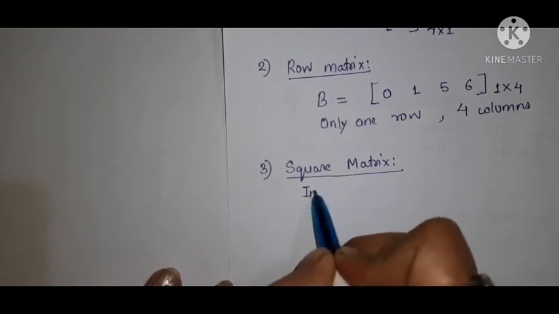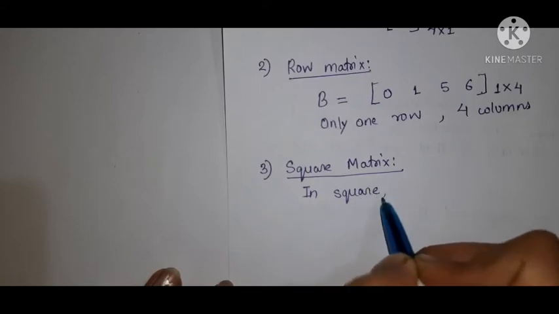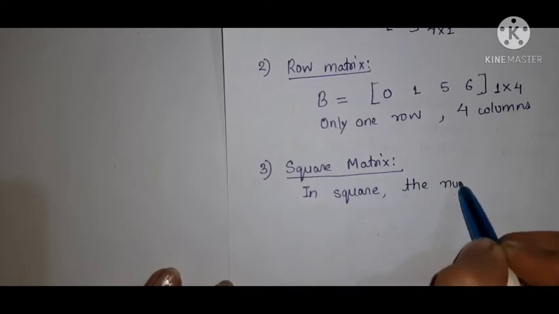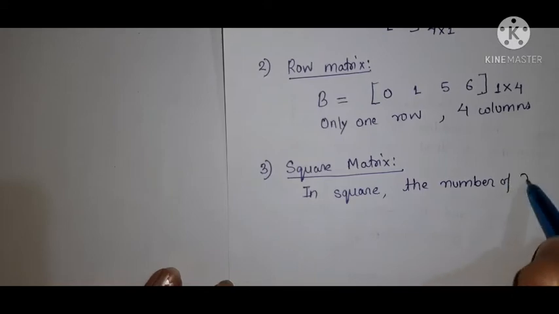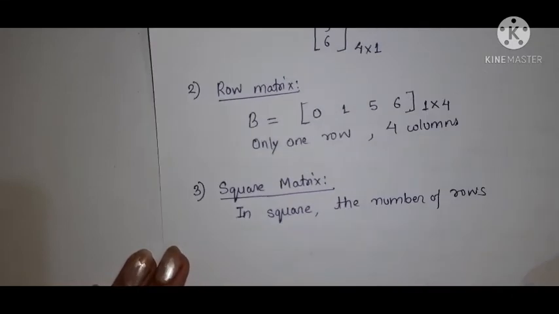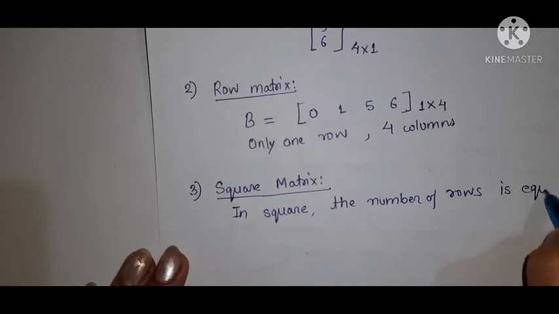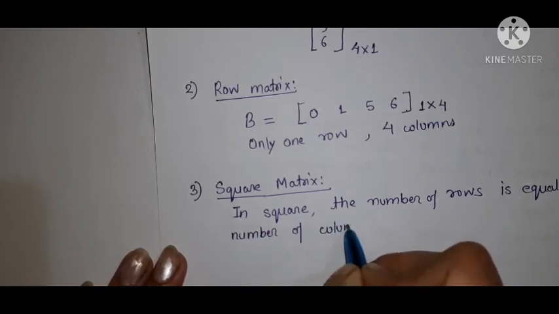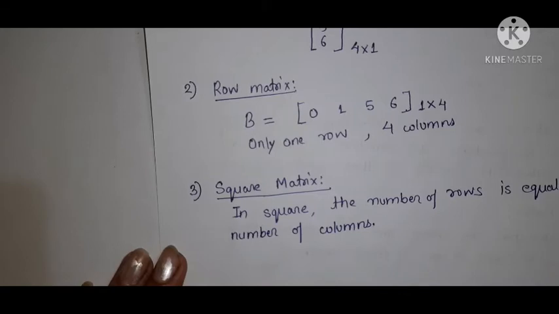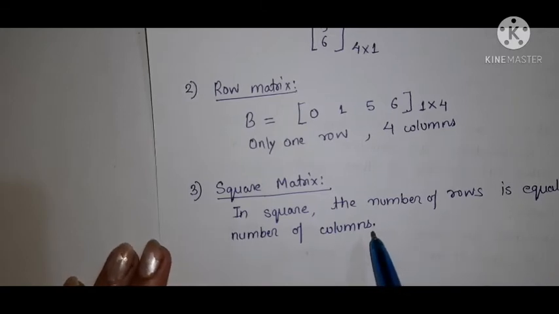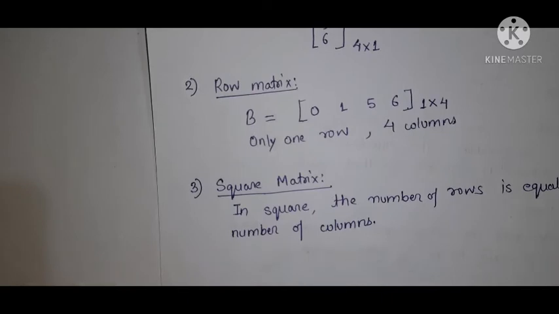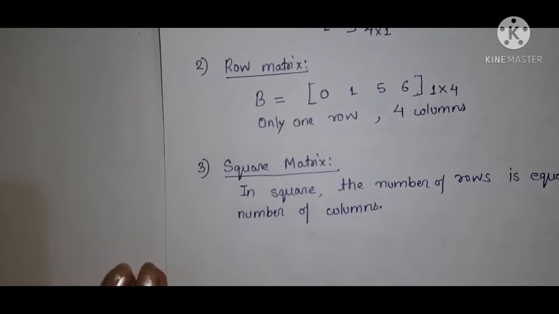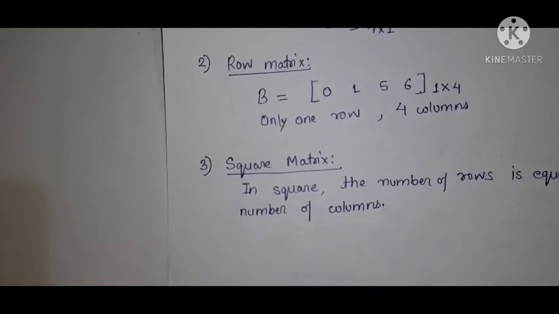In a square matrix, the number of rows is equal to the number of columns. Means we have equal number of rows and equal number of columns. If we have 2 rows, then 2 columns. If 3 rows, then 3 columns. Then it becomes a square. Means it looks like a square.